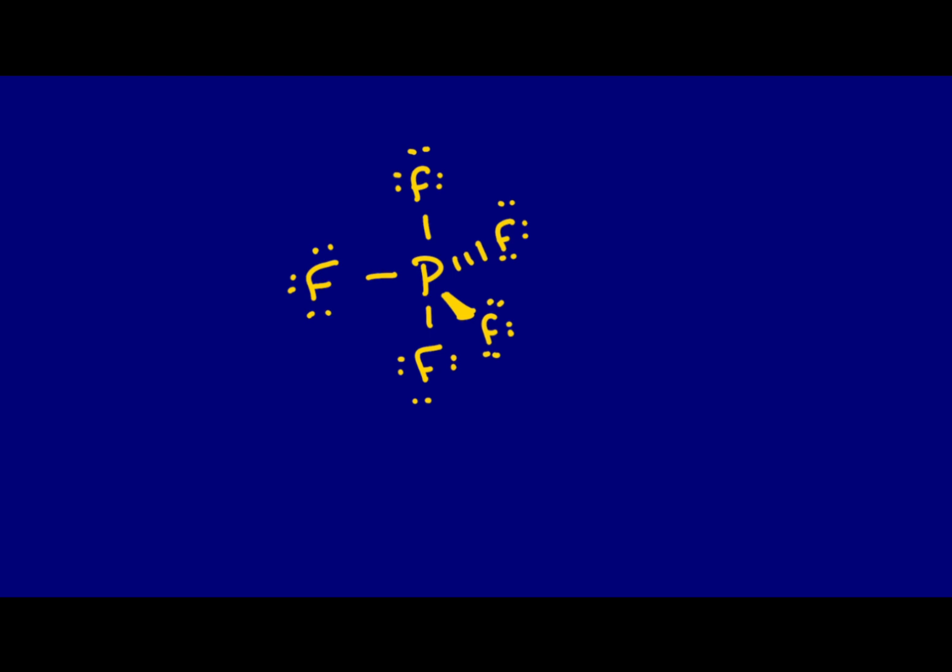So our next example, we have phosphorus pentafluoride, PF5. We have 5 groups around phosphorus. Phosphorus does not have a lone pair here. So because of those 5 groups, our molecular geometry is going to be trigonal bipyramidal.